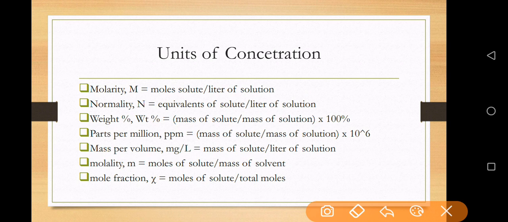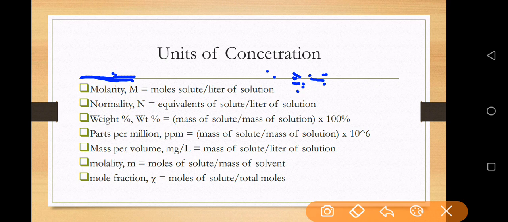First of all, let's understand that we can express concentration in terms of moles of solute divided by liters of solution. Whenever we are dividing moles of solute by liters of solution, we refer to molarity. We have to take note that molarity is expressed as moles of solute divided by liters of solution, and this is the first unit which we can use to express concentration.